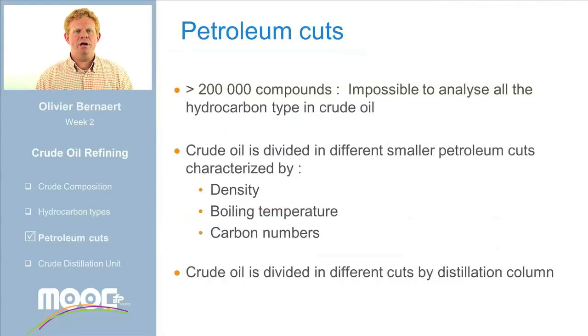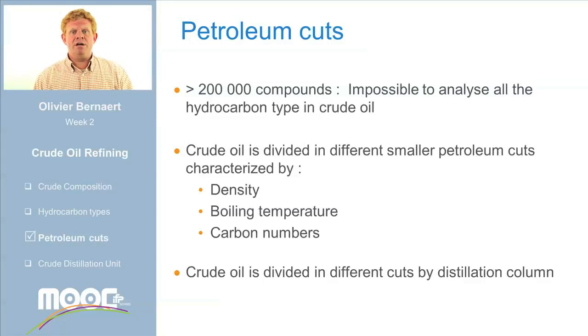In a crude, we typically have more than 200,000 different compounds. This very high number of compounds means that it's simply impossible to perform precise analysis to all the different compounds of the crude oil. In practice, we divide or we cut the crude oil into different smaller petroleum cuts. We do not need to analyze the real compounds in each cut, but just characterize the cuts using the simple analysis discussed in the previous video, like, for instance, density, sulfur content, boiling temperature and carbon numbers.